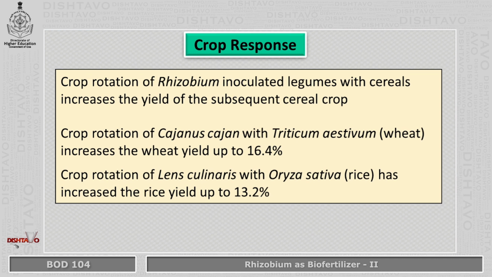Crop rotation of Rhizobium inoculated legumes with cereals increases the yield of the subsequent cereal crop. Crop rotation of Cajanus cajan with Triticum aestivum increases the wheat yield up to 16.4%. Crop rotation of Lens culinaris with Oryza sativa has increased the rice yield up to 13.2%.